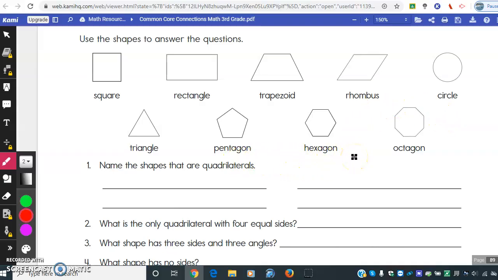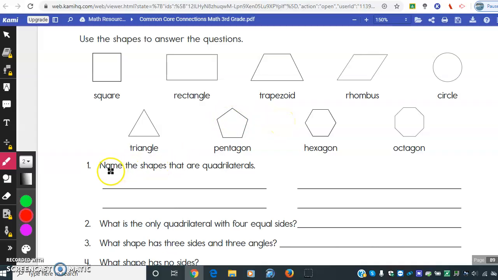Notice that I said we have some shapes here. All of these are shapes, but they are not all polygons. A polygon has to have straight sides, which means one of these is not a polygon. Can you find the shape here that is not a polygon? If you said circle, you are correct. A circle is not a polygon. It is a shape, but it is not a polygon because it should have straight sides if it's going to be a polygon. So everything else on here is a polygon, but the circle is not. But that's okay because we're going to use these shapes to answer the questions down below.